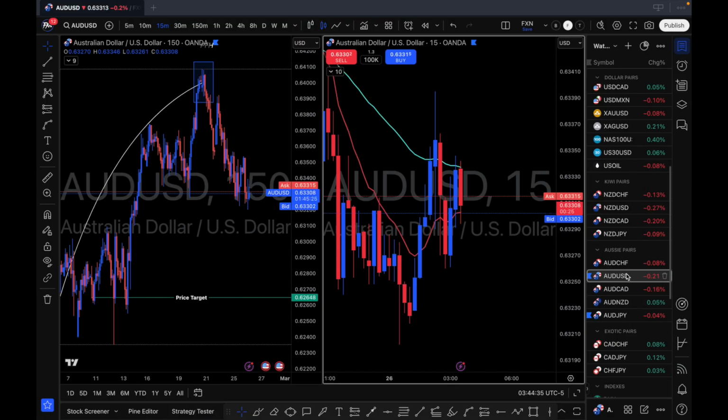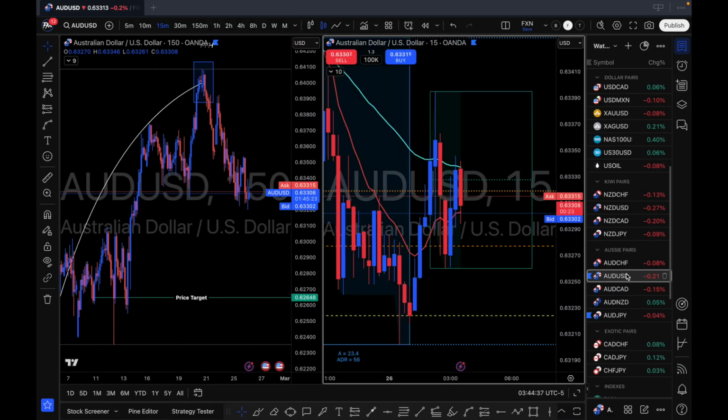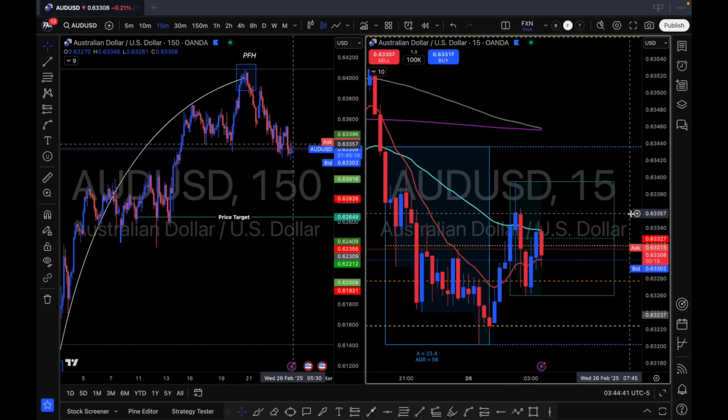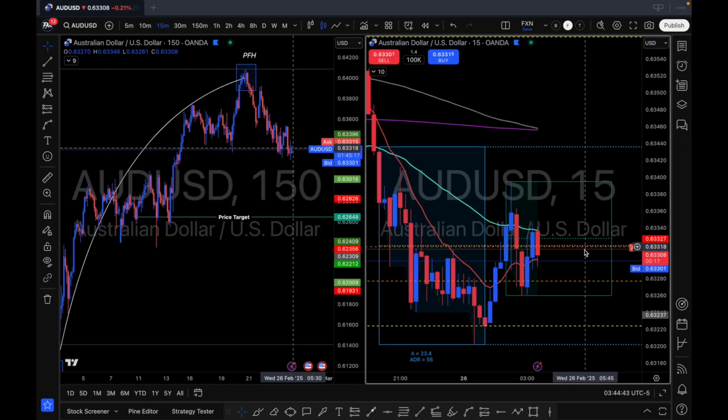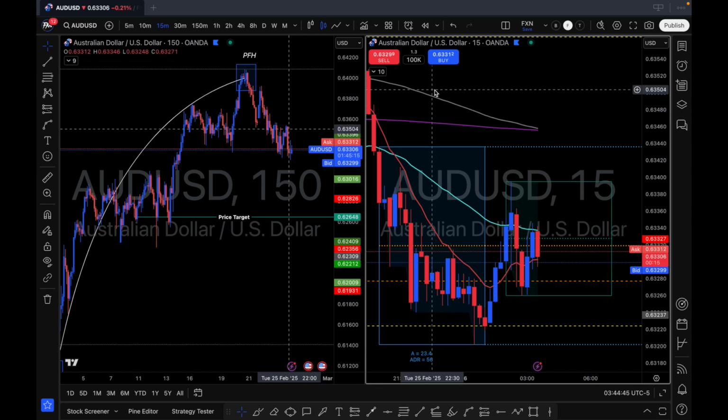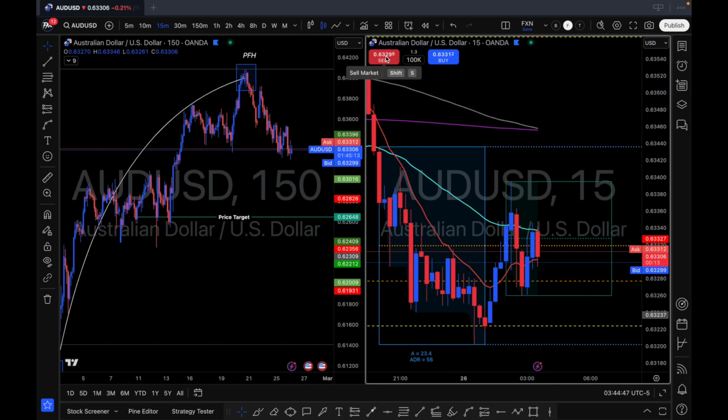So while I'm waiting for pound USD, I went ahead and started to take a look at AUD USD, and you can see here a very similar scenario. This one we actually are coming off a peak formation high, so we are definitely looking for sells. And based off what you can see here, it essentially looks like a railroad track.